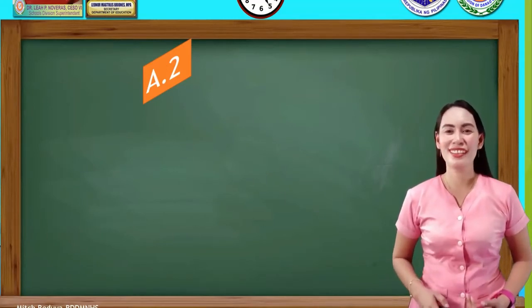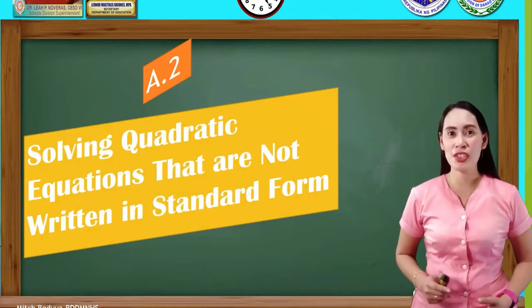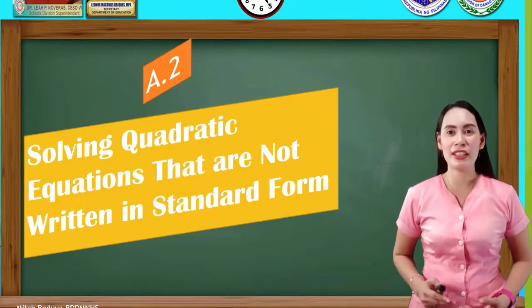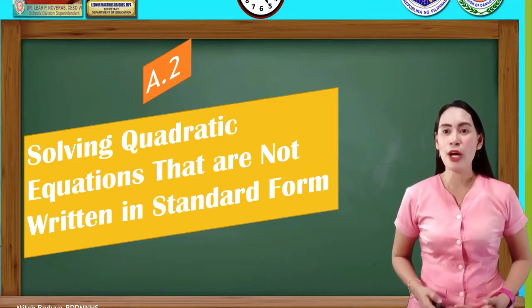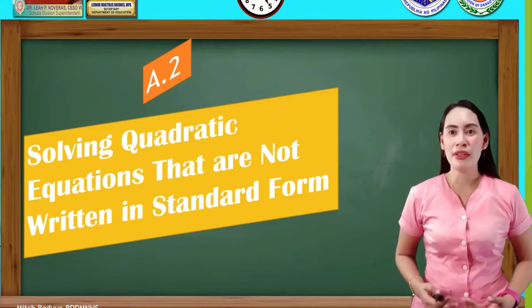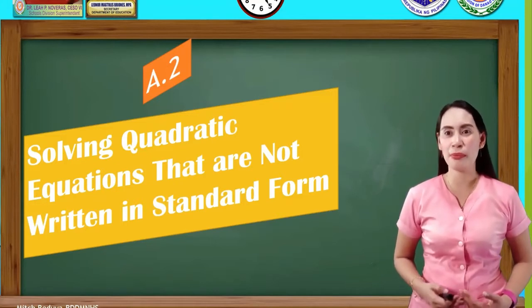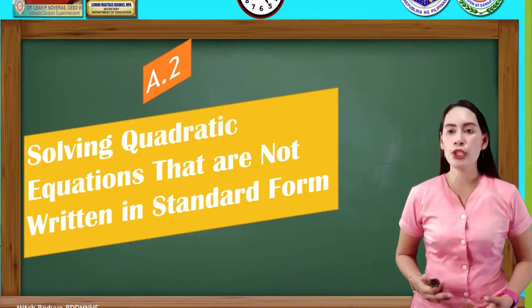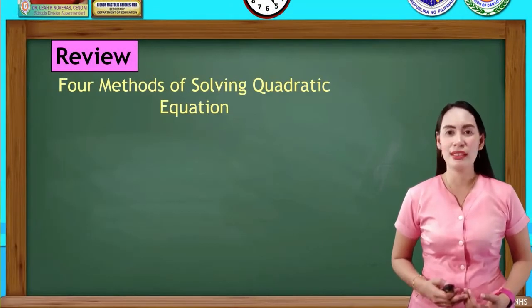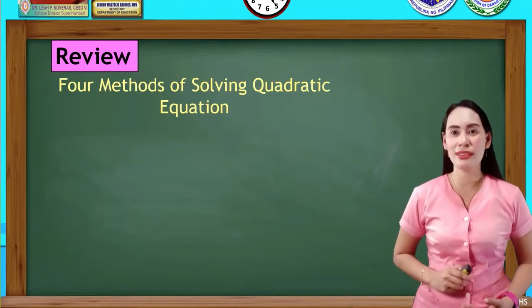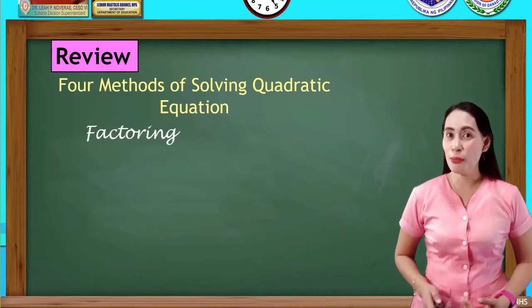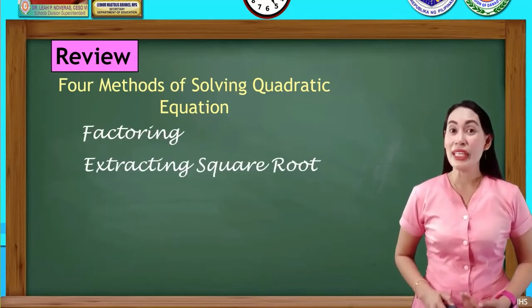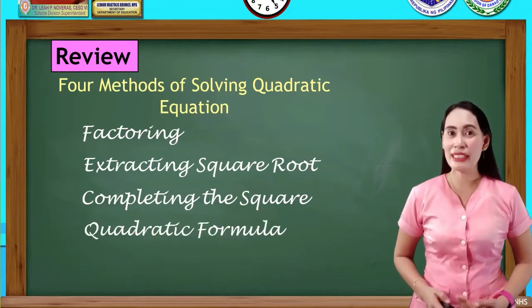Very good! After all, you have the knowledge in transforming equations that are not written in standard form. So, we can now solve quadratic equations that are not written in standard form. This may be solved using any of the 4 methods. So, can you recall the 4 methods? What are the 4 methods of solving quadratic equations? The 4 methods are factoring, extracting square roots, completing the square, and quadratic formula.